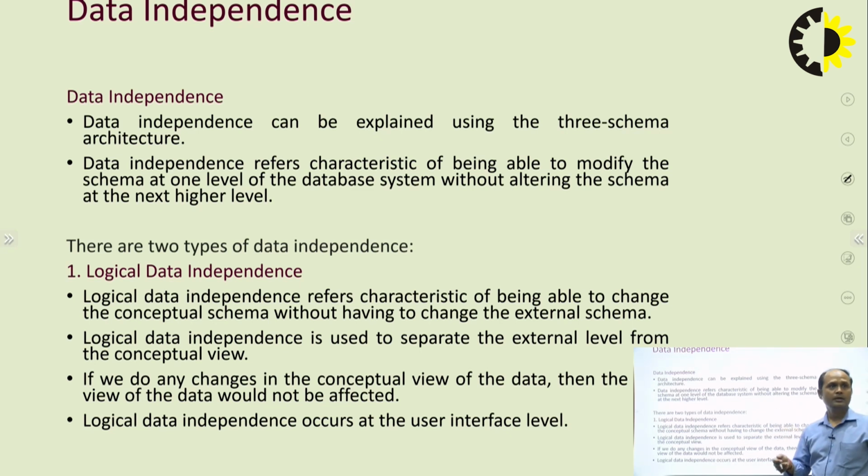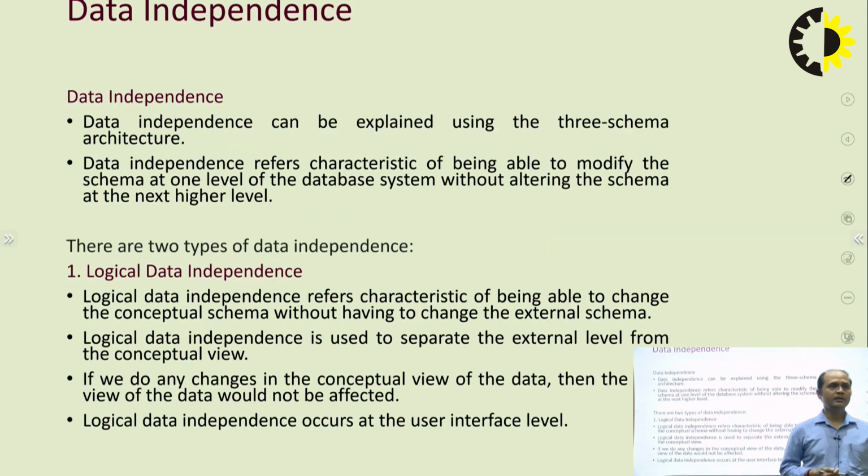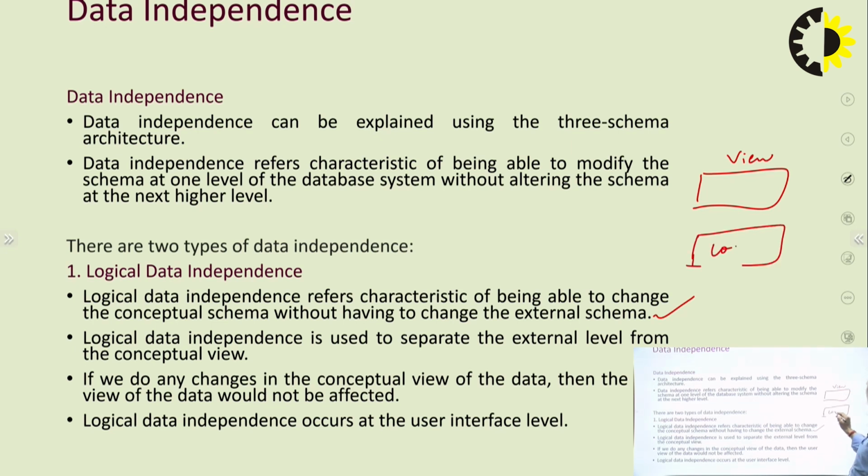There are two types of data independence: logical data independence and physical data independence. Logical data independence is the ability to change the conceptual schema without having to change the external schema. There are three levels: one is the view level, another is the logical level, and the third one is the physical level.